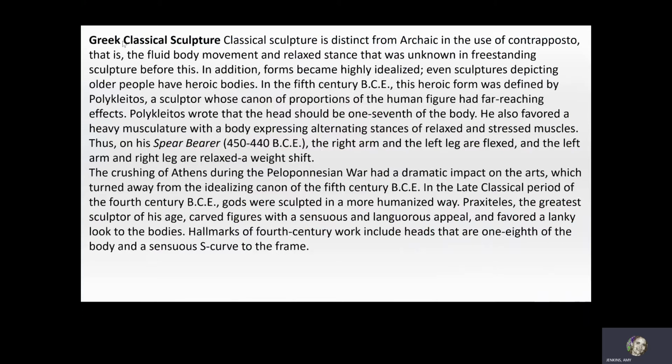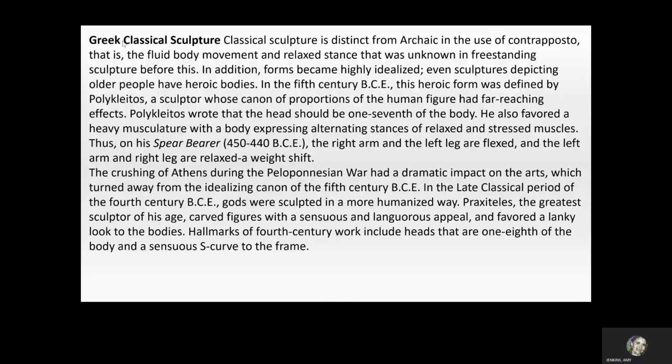The crushing of Athens during the Peloponnesian War had a dramatic impact on the arts, which turned away from the idealizing canon of the 5th century BCE. In the late classical period of the 4th century BCE, gods were sculpted in a more humanized way. Praxiteles, the greatest sculptor of his age, carved figures with a sensuous and languorous appeal and favored a lanky look to the bodies. Hallmarks of 4th century work include heads that are 1/8 of the body and a sensuous S-curve to the frame.